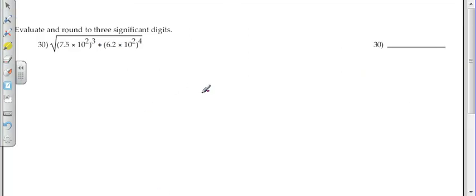Well, what in the world is this? Put it in my calculator. Now, what's going to happen on this particular problem is Ben's going to multiply it by 30 and get the wrong answer. That's what's going to happen. I can see it now. Square root of (7.5 E2) raised to the 3rd plus (6.2 E2) raised to the 4th. And I want 3 significant digits, and I see 3.85 times 10 to the 5th.